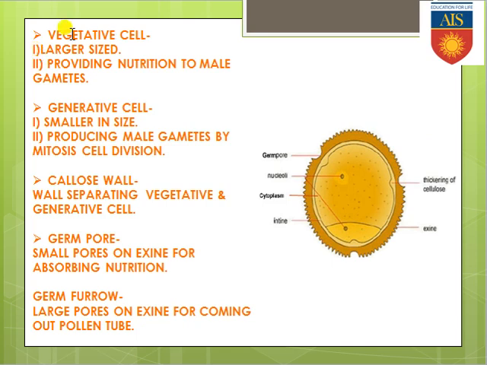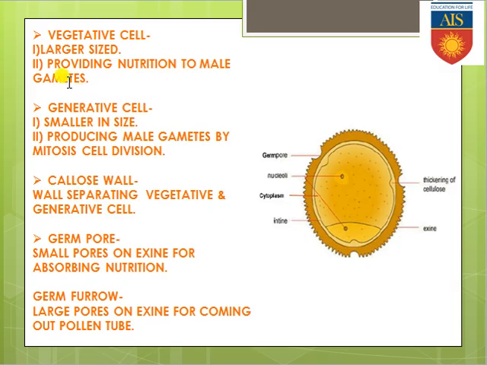In the next slide, you can see first the vegetative cell, which is present in the cytoplasmic portion of the pollen grain. Compared to the other cell, it is larger in size. More importantly, this cell is present for providing nourishment to the male gametes. The generative cell will further divide into two male gametes, and those male gametes obtain their nourishment from this vegetative cell.